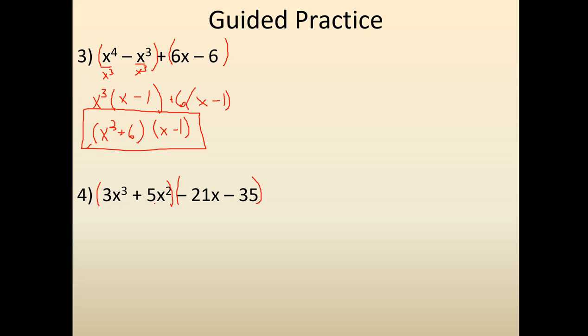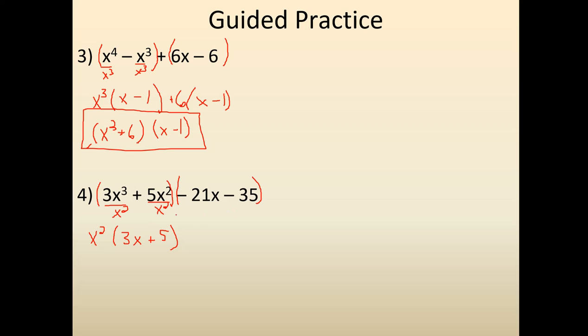Here, I can't pull out a coefficient, but I can pull out variables. X squared is what I'm going to pull out from both of these. So I'm going to be left with an x squared and then 3x in here and a 5 over here. In this section, I need to pull something out that is divisible by this.